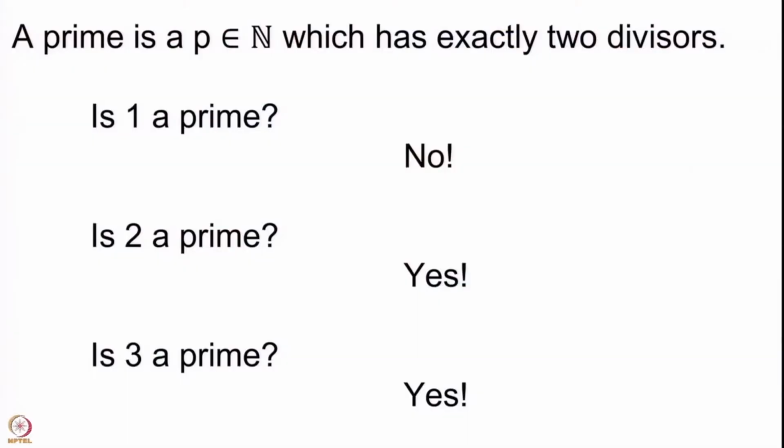What about 4? Can you think about 4 being a prime? We will need to look at the divisors of 4. 1 is a divisor, 4 is a divisor, but we have counted the divisors of the multiples of 2 just now, and we saw that 2 into 2 is 4. So, 4 has 3 divisors, 1, 2 and 4 itself. So, 4 is not a prime. Alright, so we got 1 is not a prime, 2 is a prime, 3 is a prime, 4 is not a prime. You may continue this way.